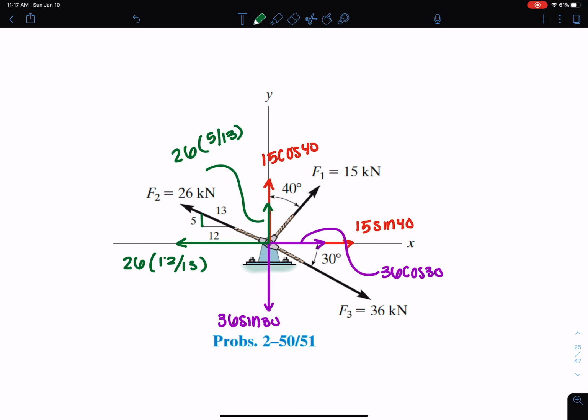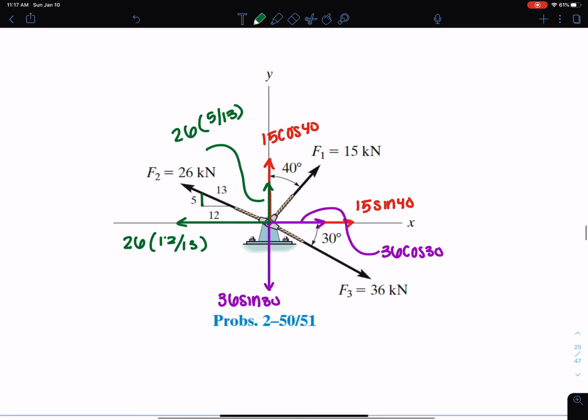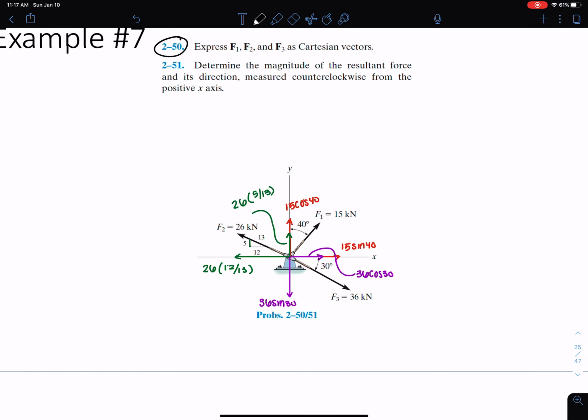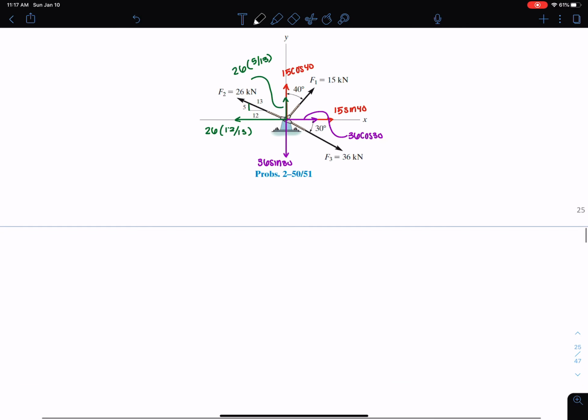So first, please guys, make sure that you can put all of those into components. That is one of the most important parts in solving this problem. So make sure you take the time to remember how to do this using vector analysis, okay? Now we can go ahead and put all of these into our Cartesian system.